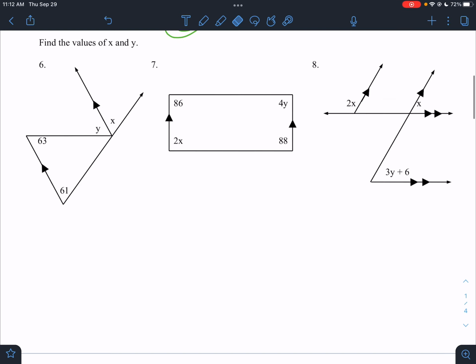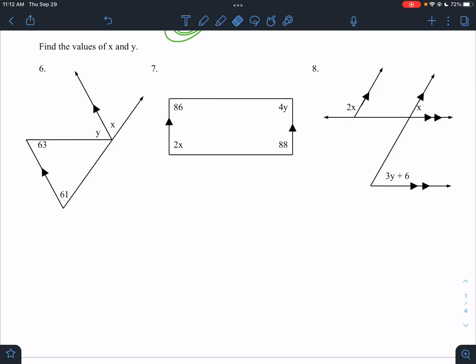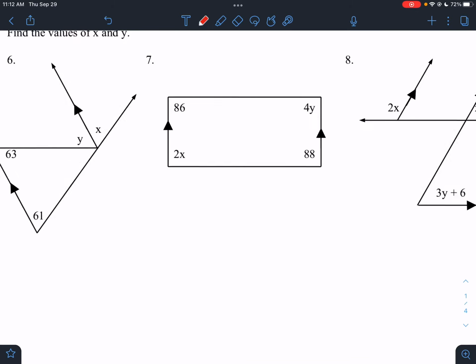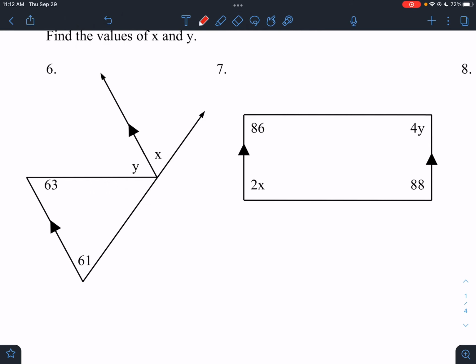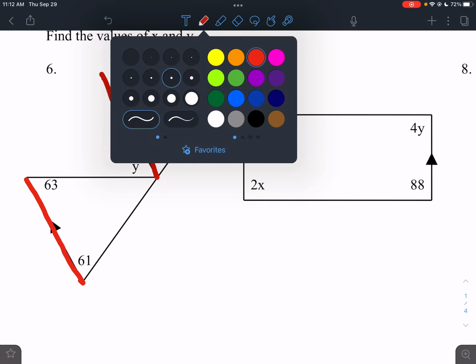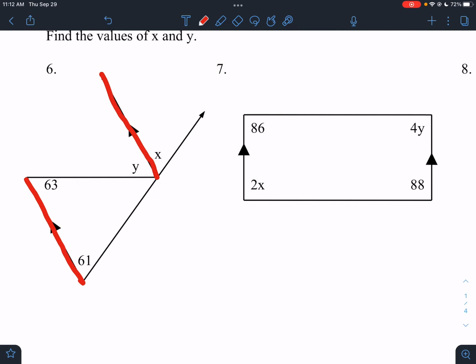Okay, moving on. Find the values of x and y's. Guys, got to use your parallel lines. That's going to be what we mess up on. That's what I don't want you messing up on. Parallel lines, highlight them if you need to. Use the angles you know. You should not be looking at x and y. Stop it.